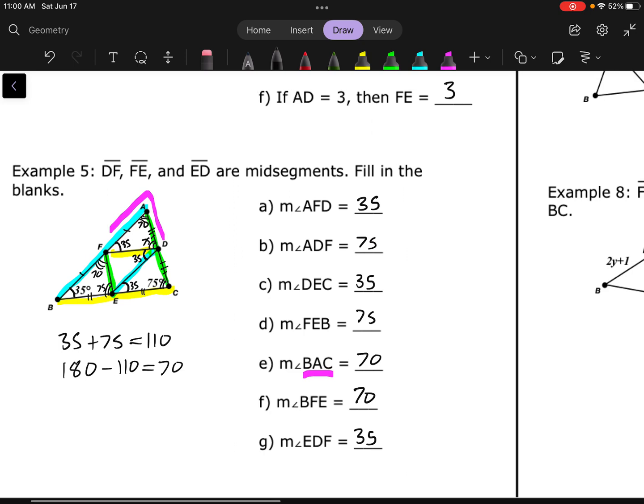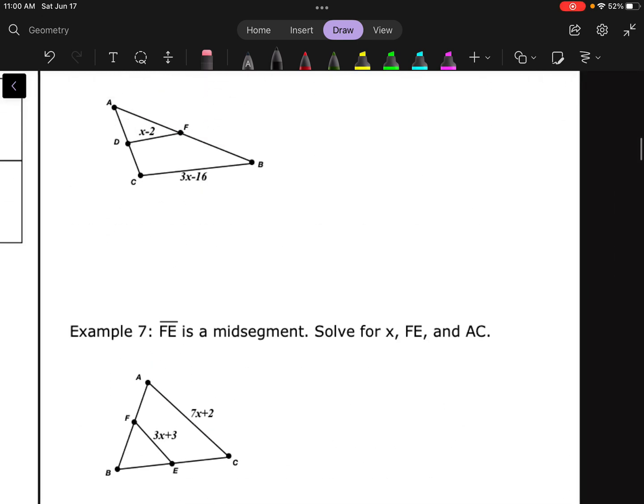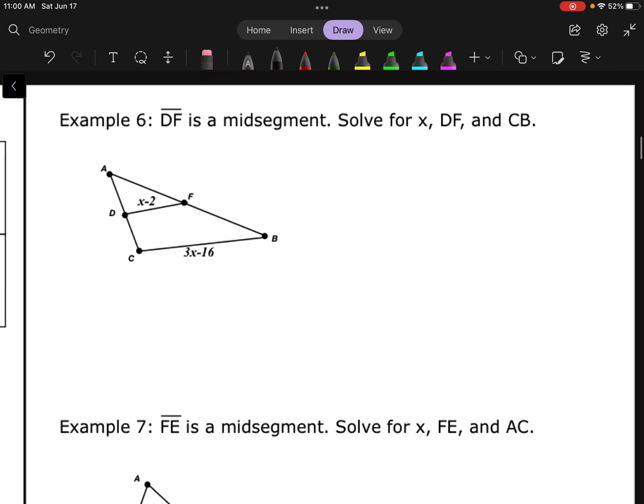Okay, let's go to the top here, and let's do some solving. All right, so this says DF's a mid-segment, solve for X, DF, and CB. Okay, so if this is a mid-segment, then one of the things we said is that the mid-segment is half of the third side. So if we ask ourselves, how many yellows does it take to make a green? It takes 2, because it's half as long. So it's going to take 2 times x minus 2 to equal 3x minus 16.